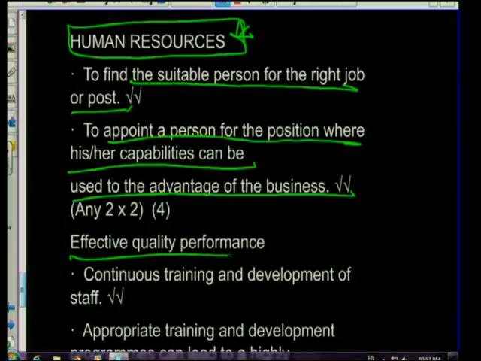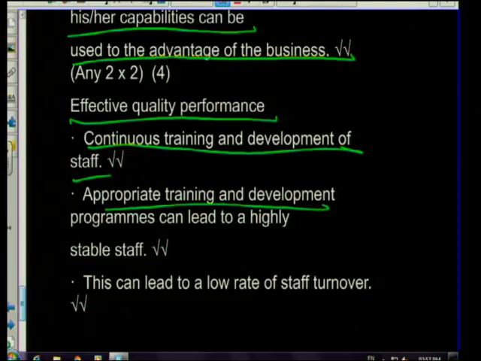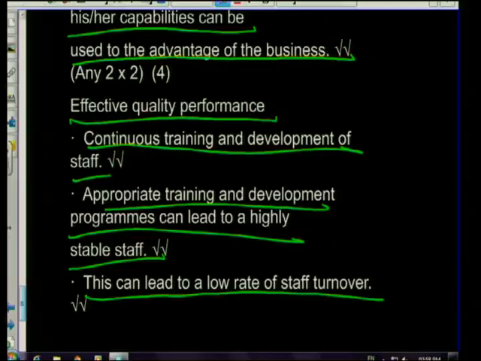Then let's look at the effective quality of performance and how this is affected. So continuous training and development of staff, very important. Make sure that your staff are up to date, not only with technology, but also what's happening in the business world. Even emotional intelligence is very important at the moment as well. So keeping them abreast of what is happening. Then appropriate training and development programs can lead to highly stable staff. Stable staff, so not a lot of absenteeism, not a lot of fighting, working well in teams. And lastly, this can lead to low rate of staff turnover. Remember, staff turnover is a way of saying that people come and go and leave a company often, and this will have an impact on training costs, etc.